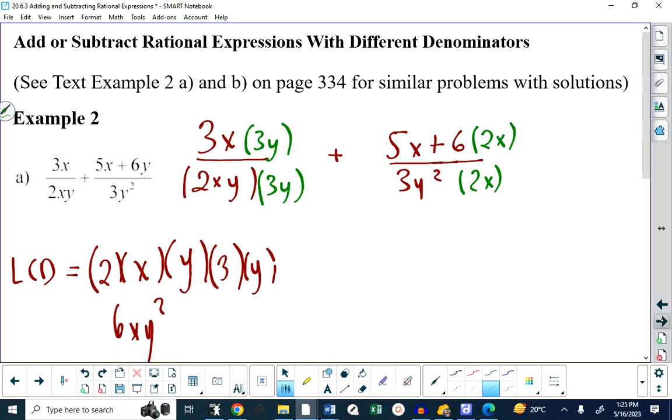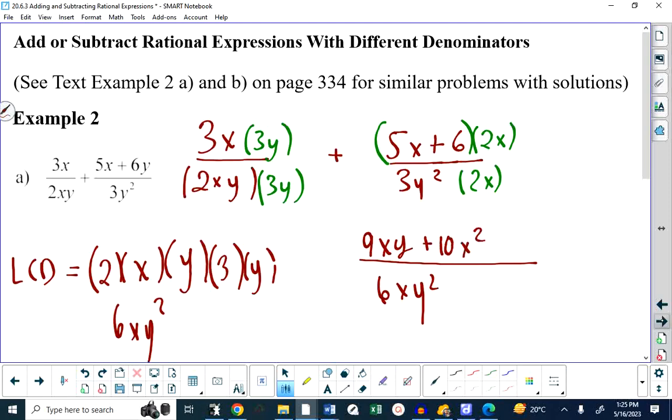We can put these together now. This is all over 6xy squared. The top of the first fraction is 9xy. I really, when I wrote that 2x up here, everybody, I really need you to note that it's multiplying the whole thing by 2x. So 2x times 5x is 10x squared. 6 times 2x is 8x. No, it isn't. It's 12x.